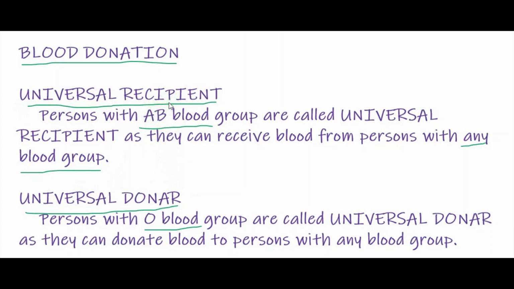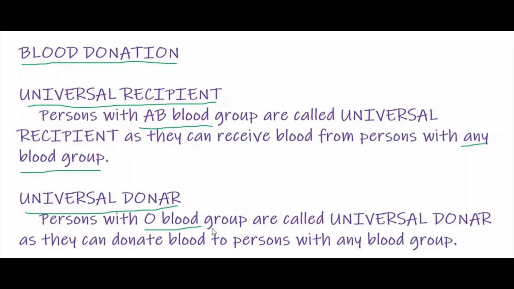Recipient means one who is receiving. So AB blood group are called universal recipient. They can receive the blood from all the blood group persons. Universal donor means they can donate the blood to all the persons with any blood group.